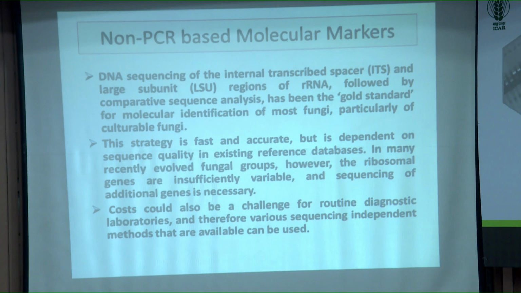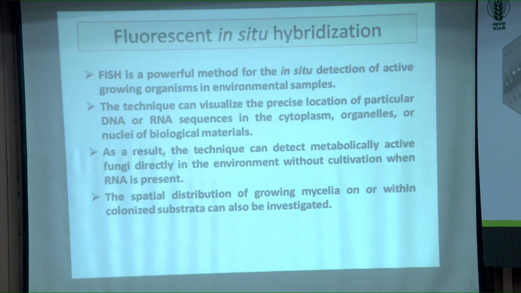With non-PCR molecular markers, such as DNA sequencing, sometimes for all these non-PCR or PCR based markers you have to take care of the cost benefit ratio. Some of the non-PCR based markers: one is FISH, fluorescent in situ hybridization. FISH is a powerful method for the in situ detection of actively growing organisms in environmental samples. This technique can visualize the precise location of particular DNA or RNA sequences in the cytoplasm, organelles or nuclei of biological materials, and as a result it can detect metabolically active fungi directly in the environment without extraction of the DNA. The spatial distribution of growing mycelia on or within colonized substrata can also be investigated through this.